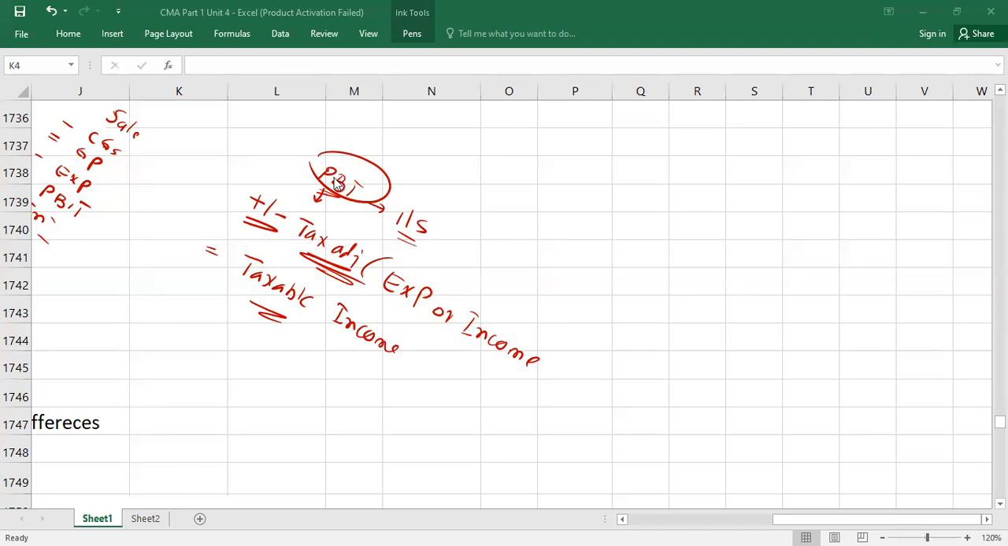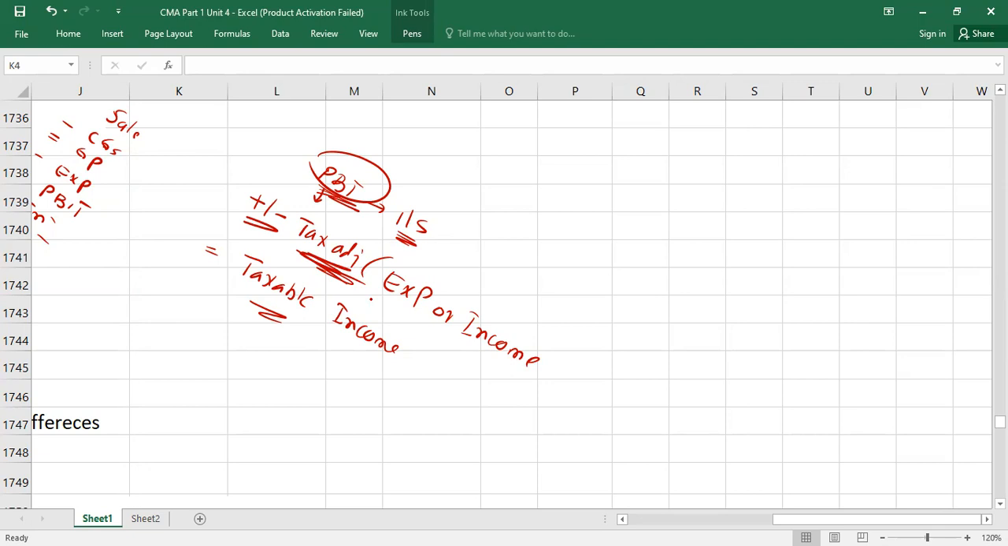What I said: we take profit before tax from the income statement, and that profit we adjust as per tax law. I need concentration. Now, why do we need to adjust? I'll give you a few examples that I can quote here.